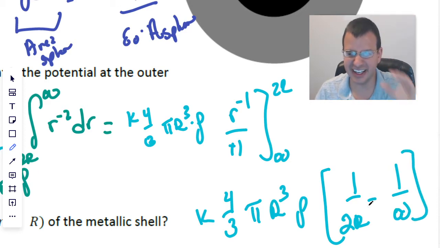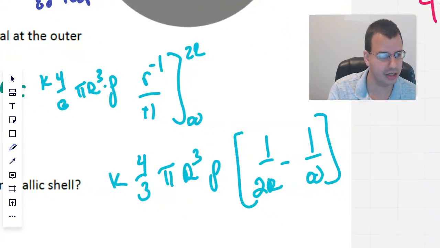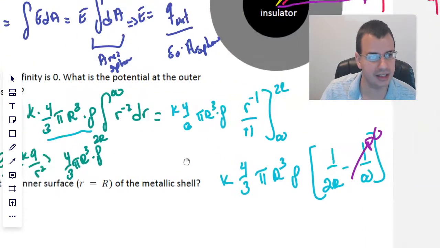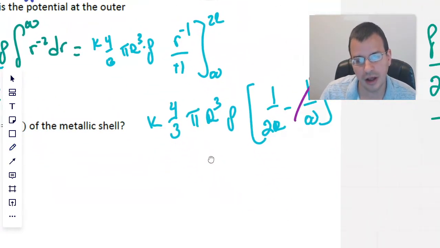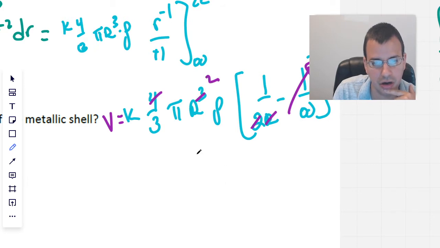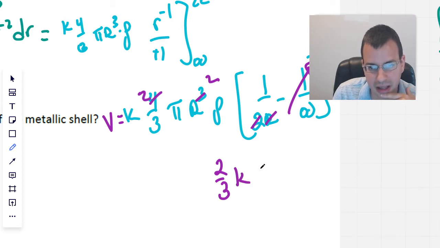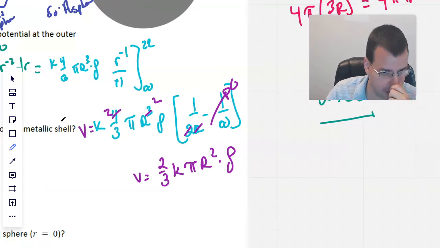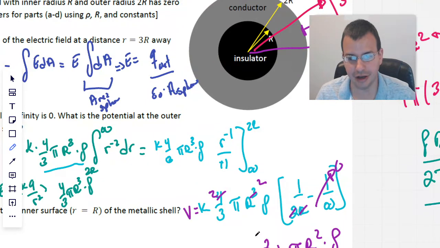I know you're not supposed to write infinity in there, but we'll get the idea here. 1 over infinity is just going to be 0. That's what they're talking about when we assume that the potential at infinity is 0. From here we can just solve this. V equals, we'll cancel the 2, we'll cancel an r, and we get 2/3 k pi R squared rho. Now that'll be the potential at a distance of 2r, on the outside of the conductor.